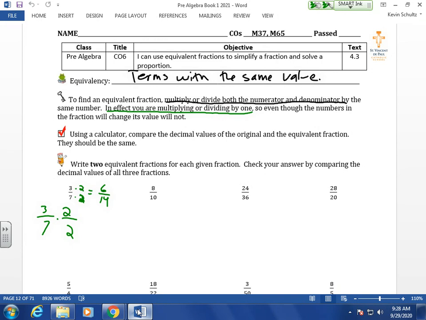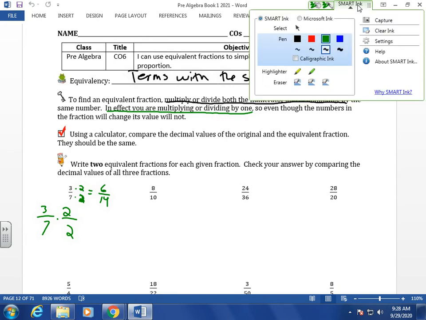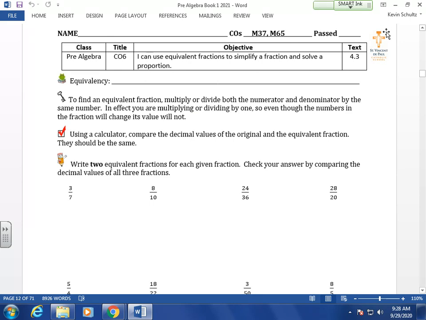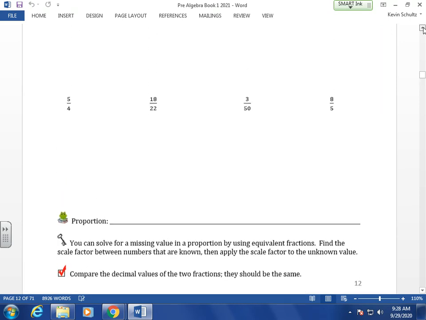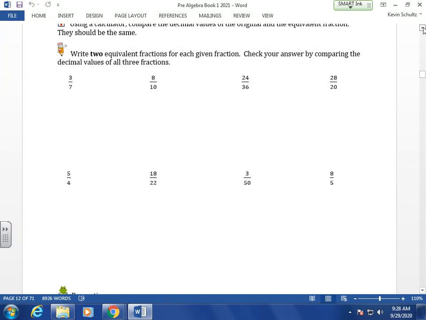All right. So just some quick practice here with writing equivalent fractions. We already did 3/7. Your directions are: write 2 equivalent fractions for each given fraction. Check your answer by comparing the decimal values of all 3 fractions. So pick one you'd like to do together here. We already did 3/7, so pick a different one of the remaining 7.